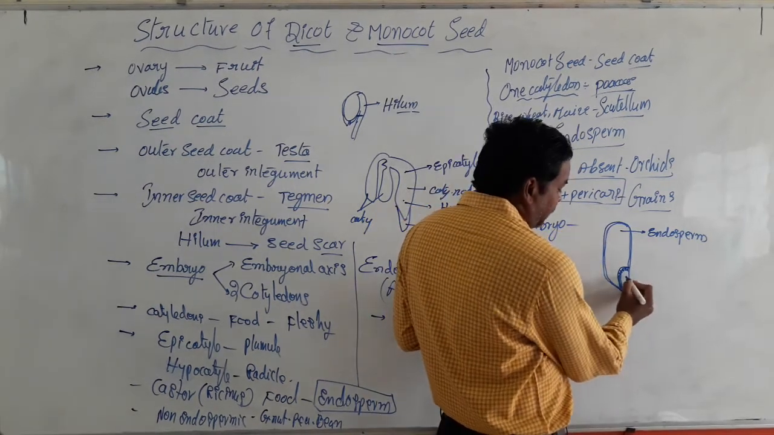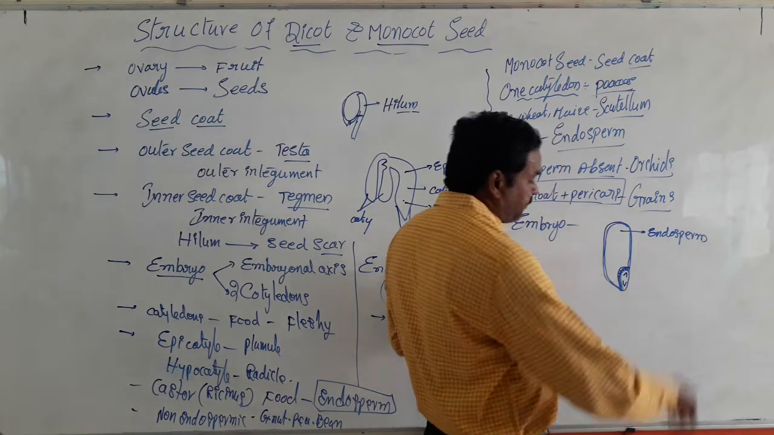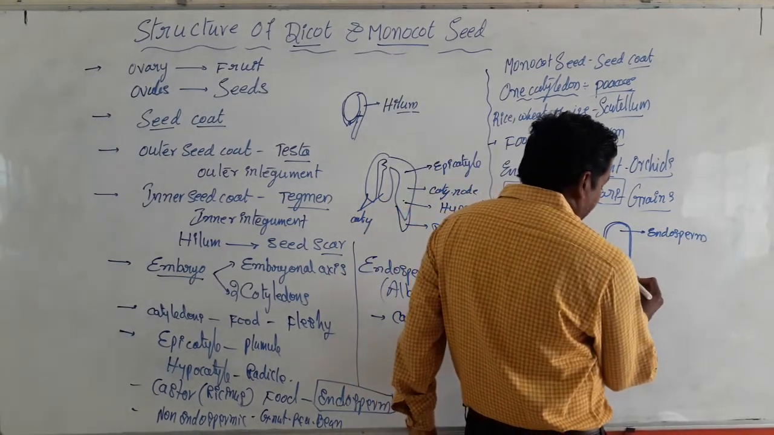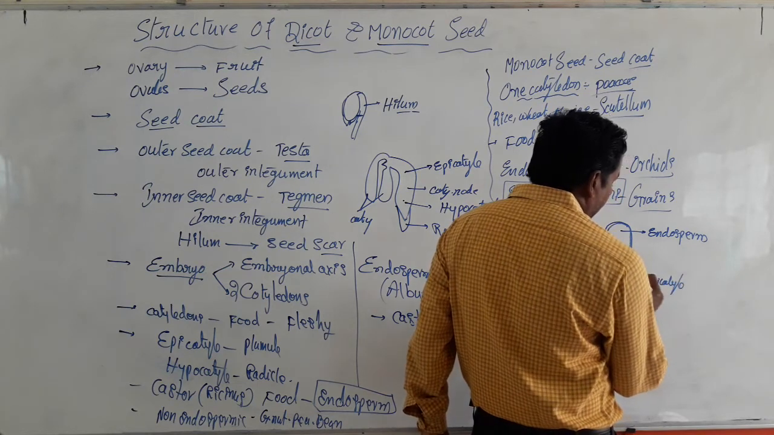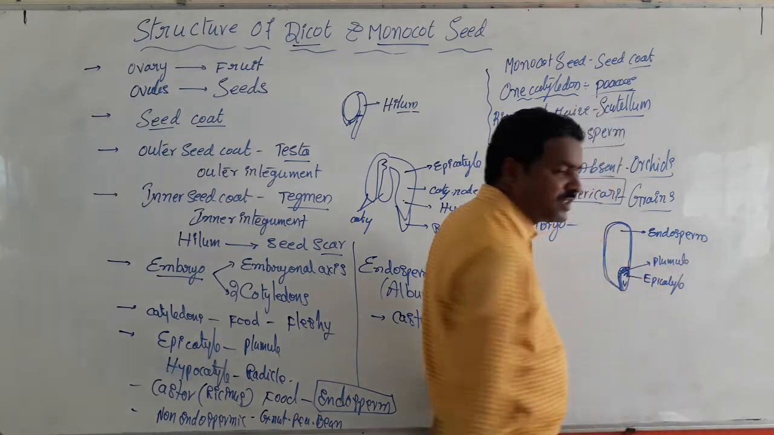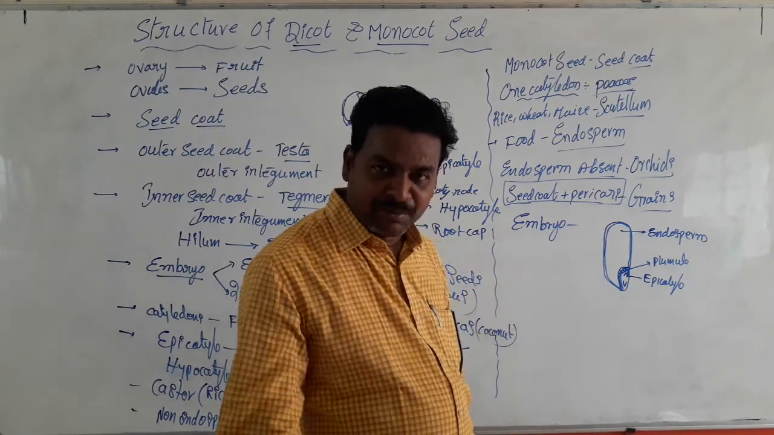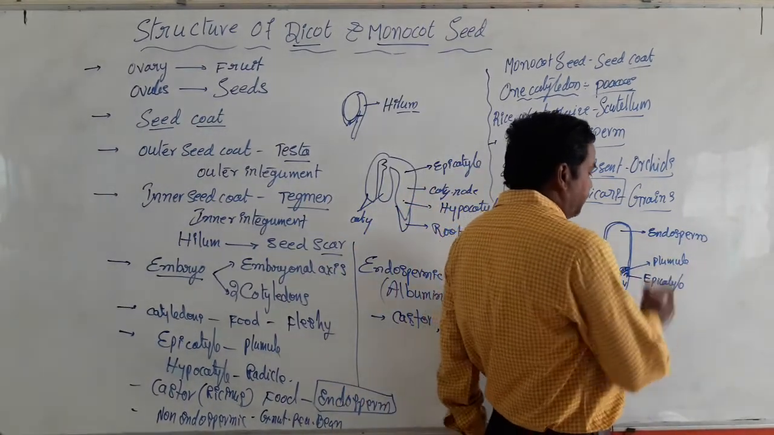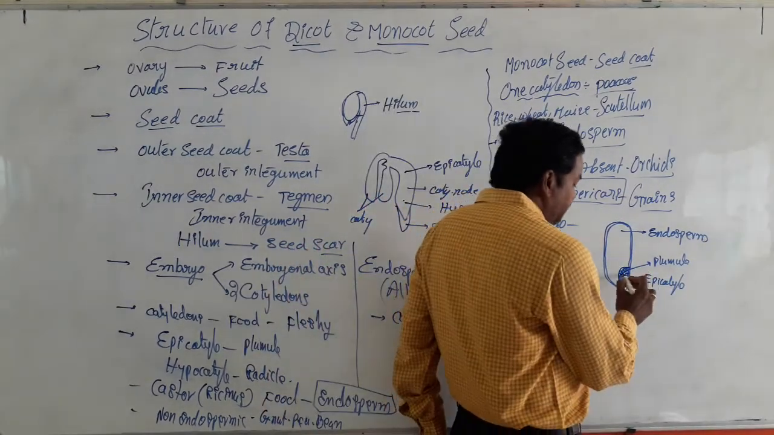Similarly, this is the embryo, and it is represented by an embryonal axis and one shield-shaped cotyledon. This embryonal axis is represented by the epicotyl, and the epicotyl terminates into the plumule, which is also represented by some primordial leaves. You already know the structure of the monocotyledonous embryo from the previous class.